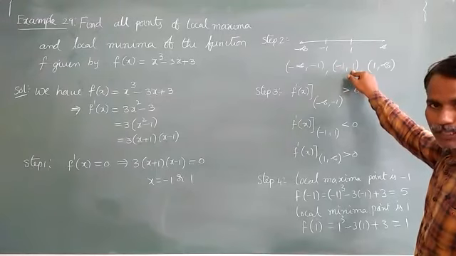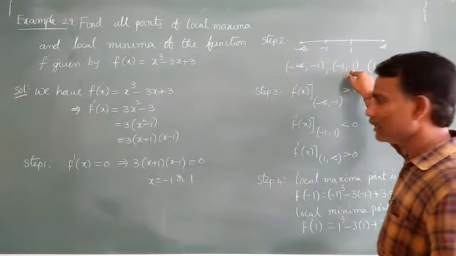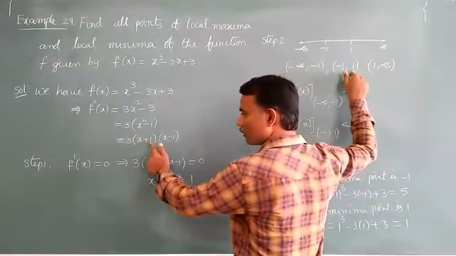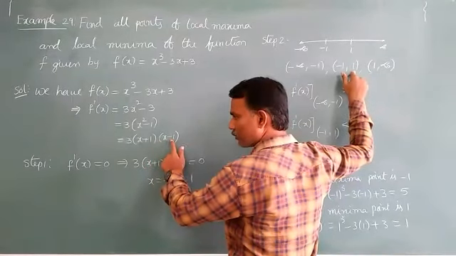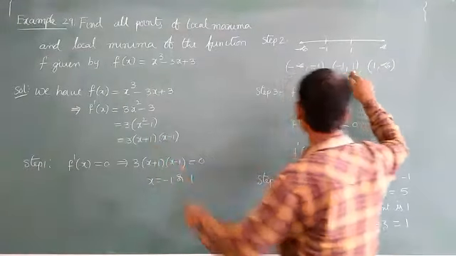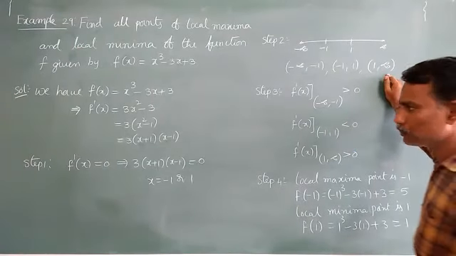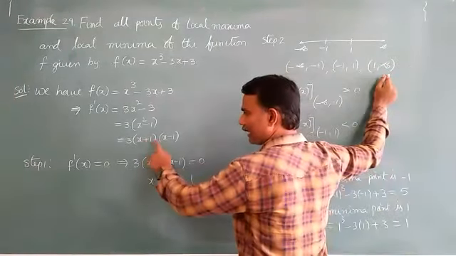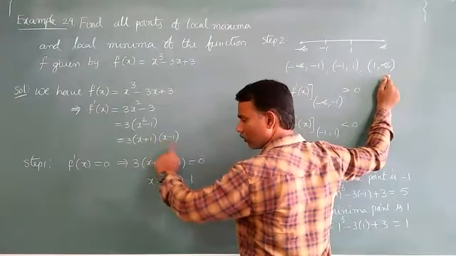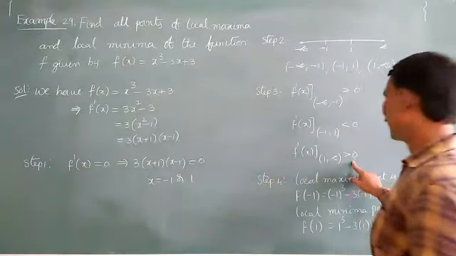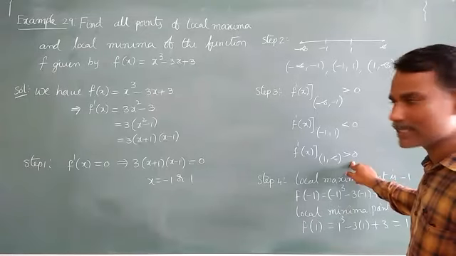For minus 1 to 1, take 0. Just consider 0: 0 plus 1 is plus 1, 0 minus 1 is minus 1, plus into minus is minus. That's why less than 0. And take any positive value like 2: 2 plus 1 is 3, 2 minus 1 is 1, all plus values only. Again greater than 0. Okay students.